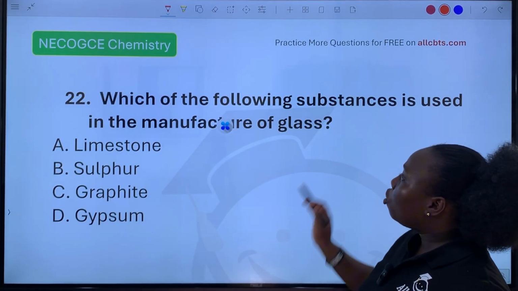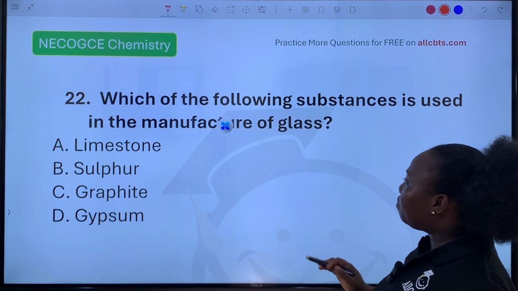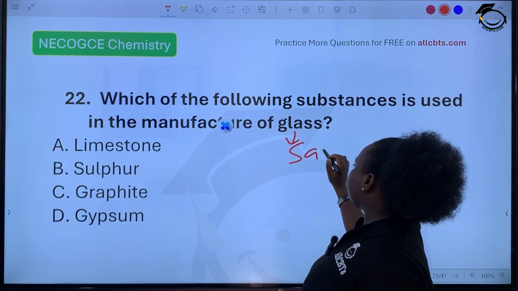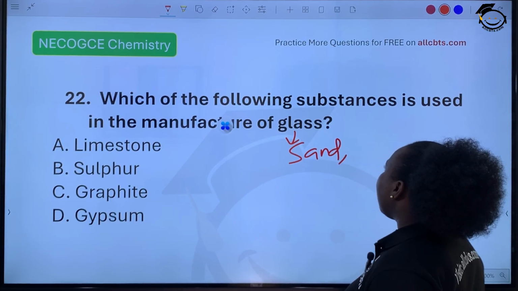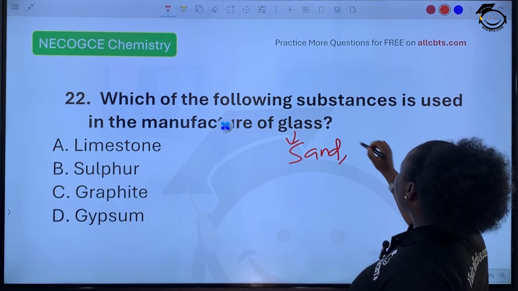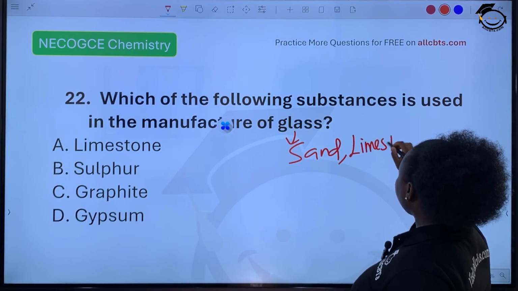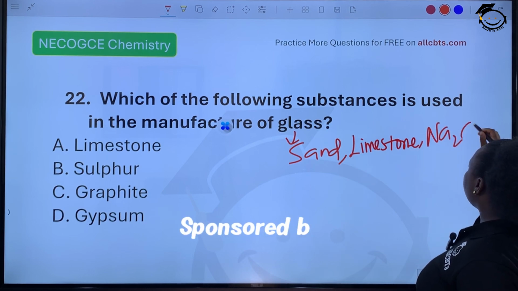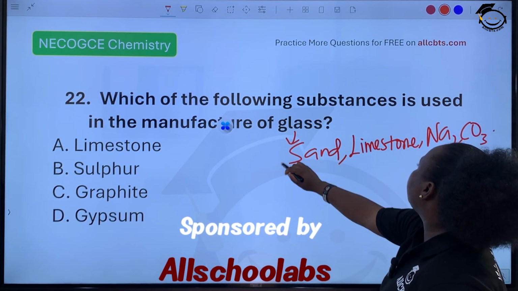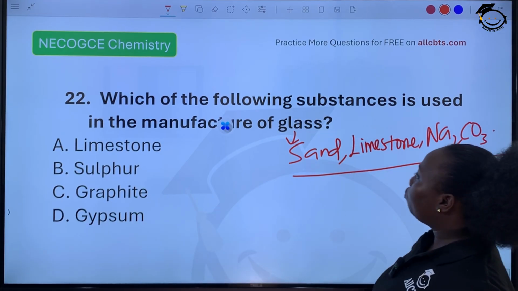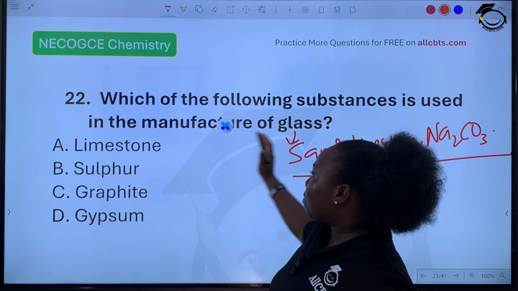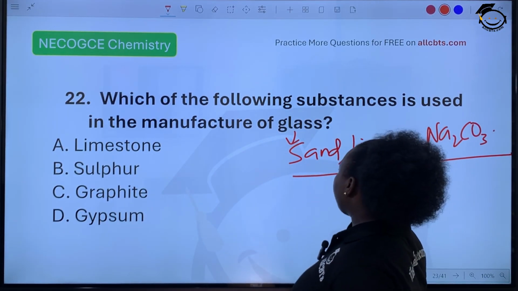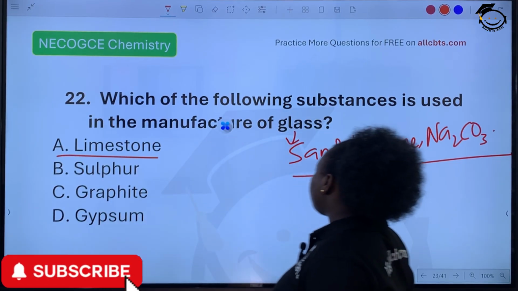Number 22, which of the following substances is used in the manufacture of glass? Now, glass is made up of sand, then we have limestone, and we have Na2CO3. Now, sand is made up of these three constituents. Now, our options: A, limestone, B, sulfur, C, granite, D, gypsum. Our answer is option A, limestone.